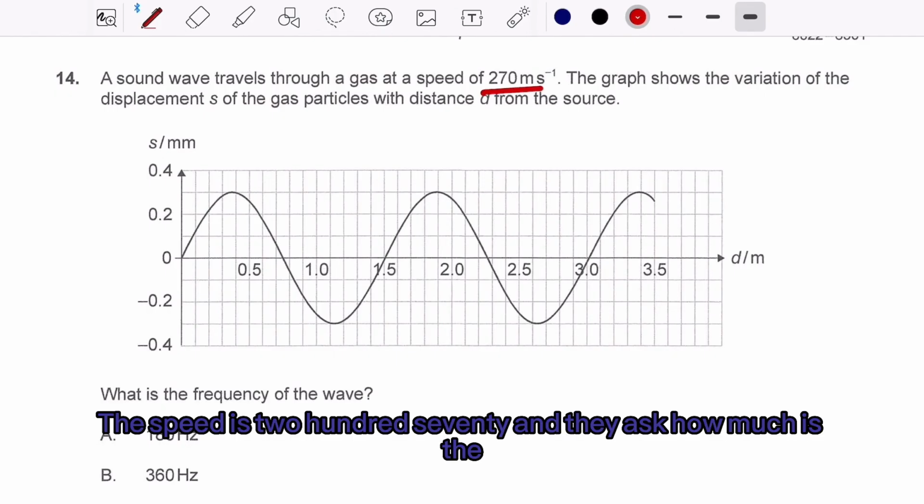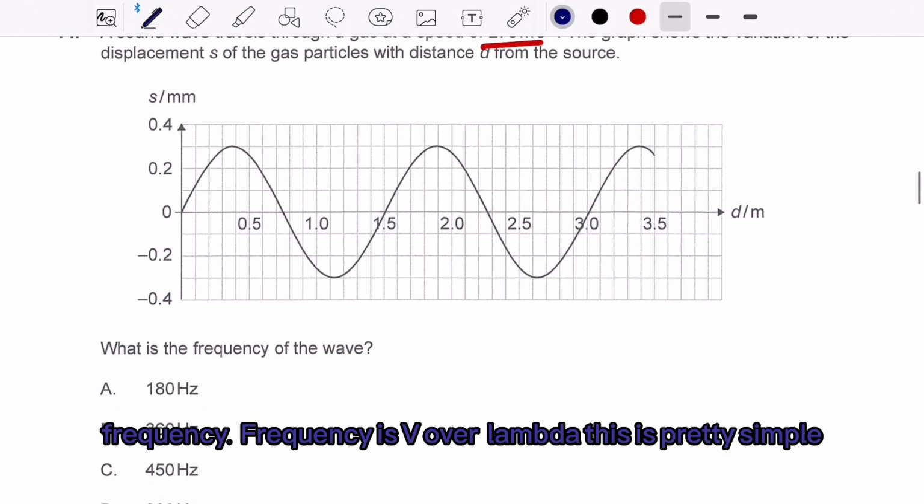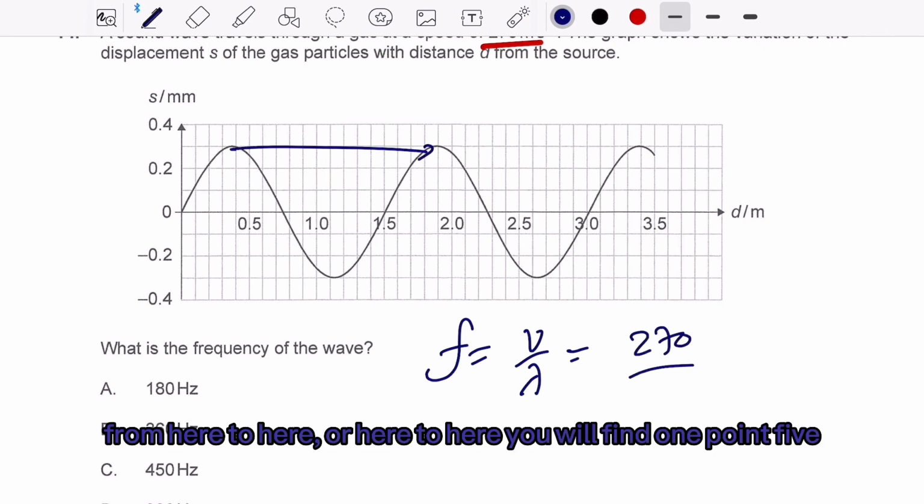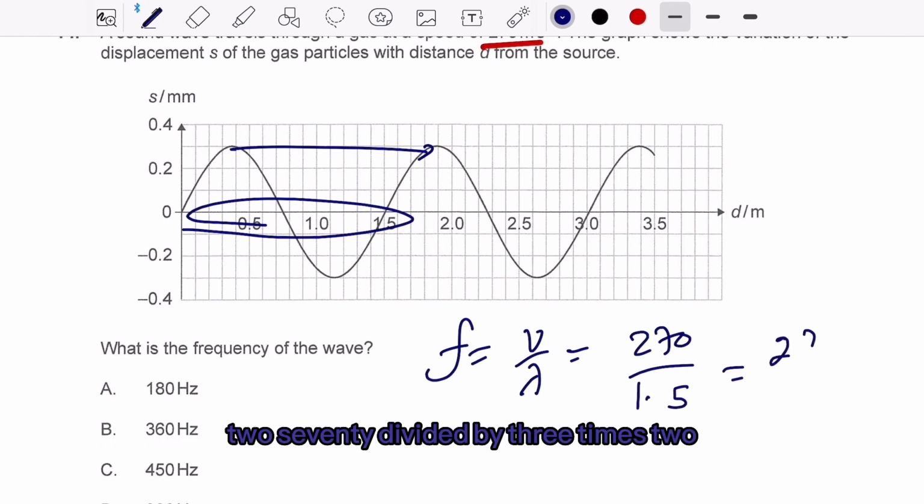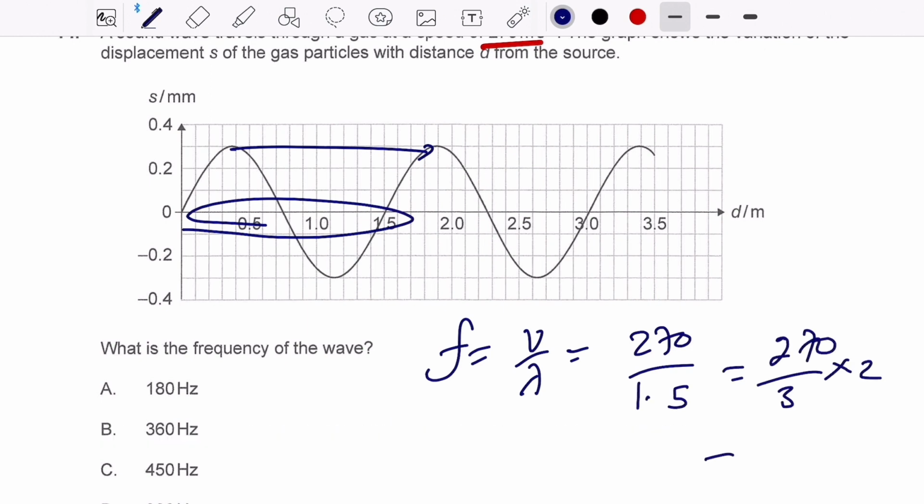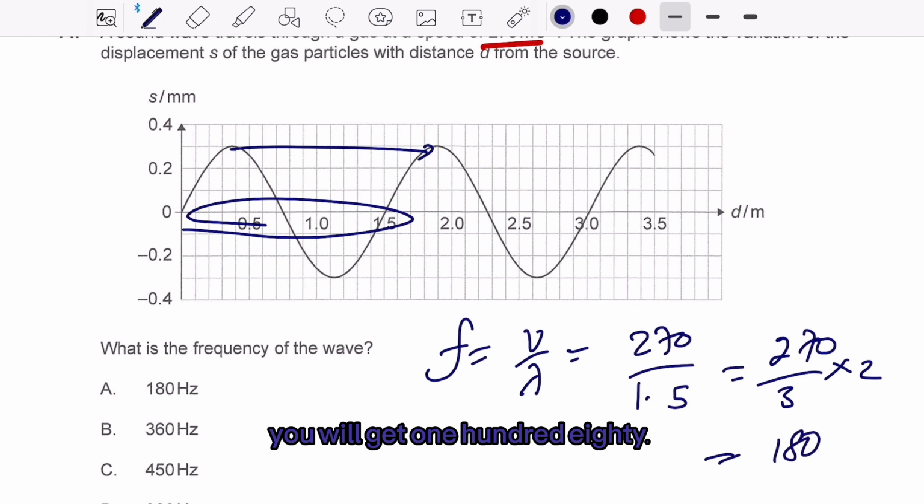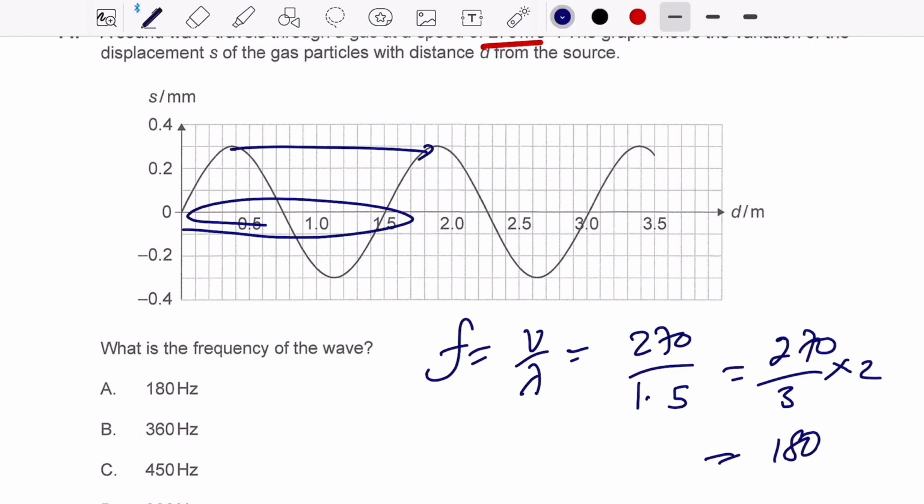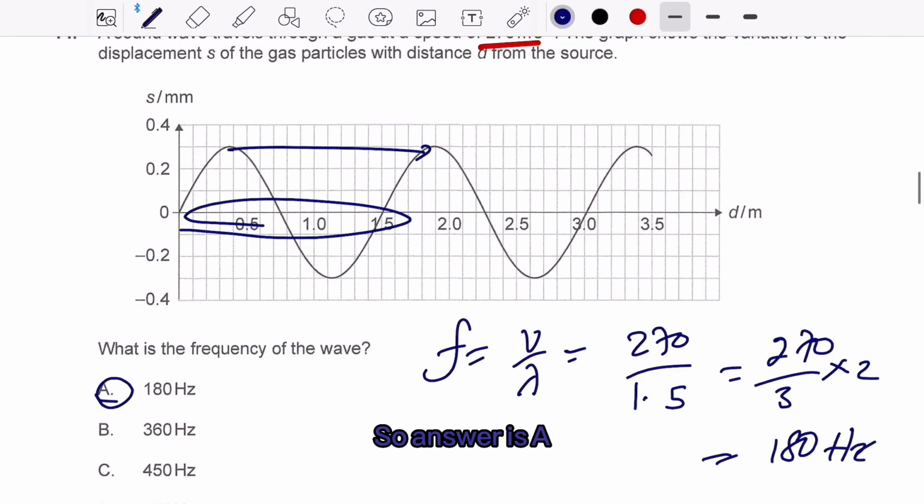The speed is 270 and they ask how much is the frequency. Frequency is v over lambda. This is pretty simple, 270 over lambda, from here to here or here to here. You will find 1.5 lambda. 270 divided by 3 times 2, you get 180 meters. Hold on, we are talking about the frequency, hertz. So answer is A.